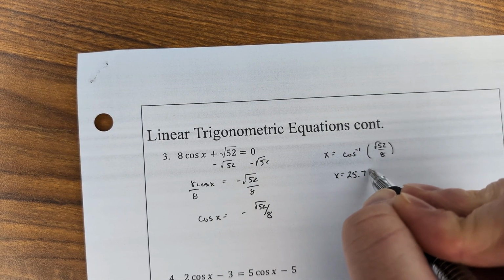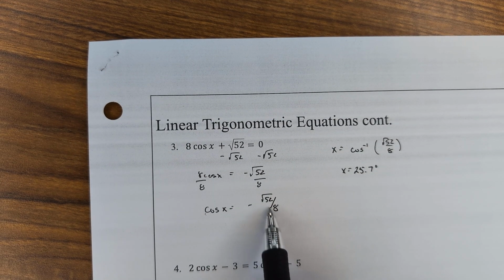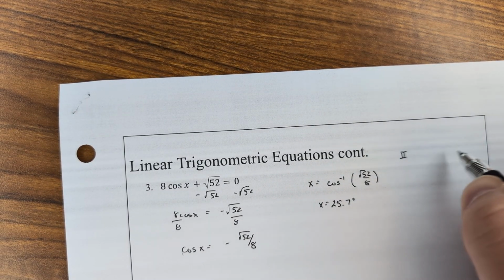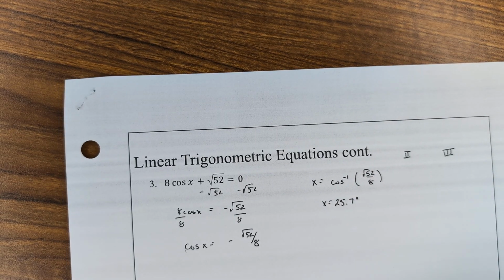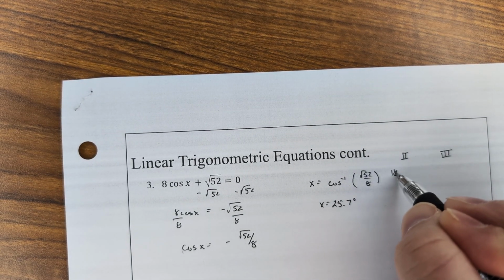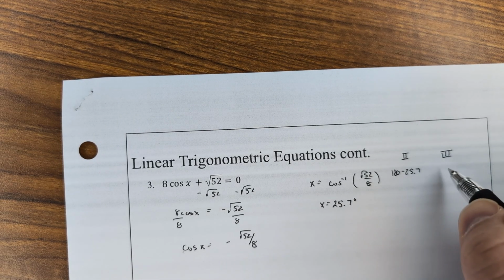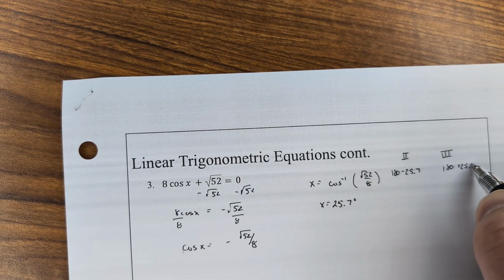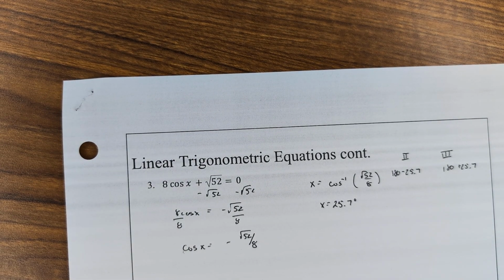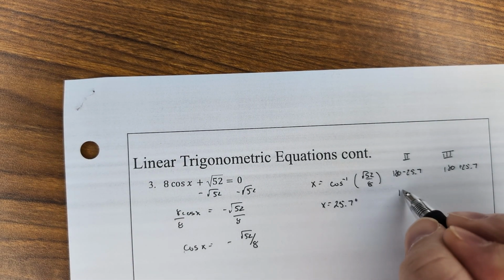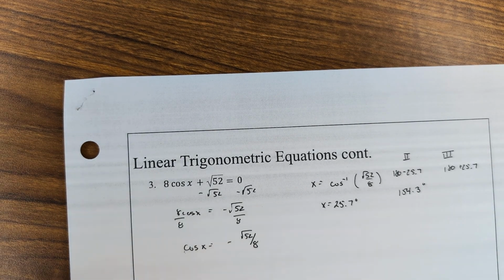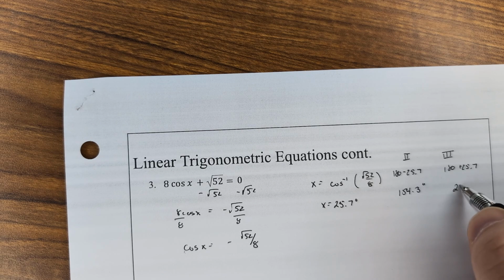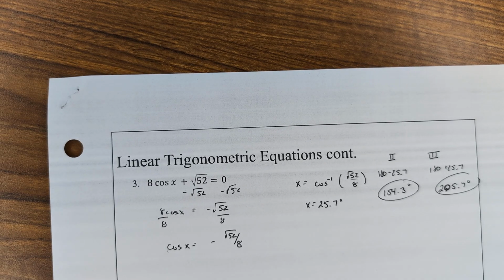But remember, that is my reference angle. For cosine and negative, I have to be in either quadrant 2 or quadrant 3. For quadrant 2, the rule is 180 minus my value, and in quadrant 3, it's 180 plus my value. It's 180 minus 25.7, 154.3 degrees, and 180 plus 25.7 is 205.7 degrees. So either of these 2 angles will work in my equation.